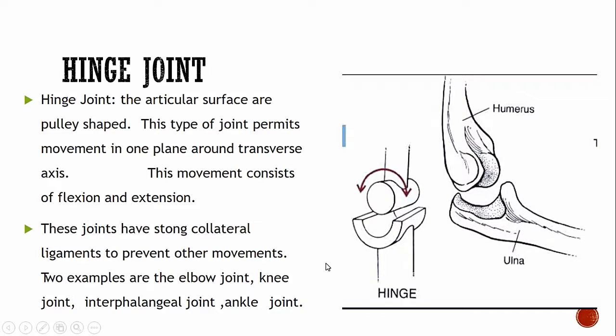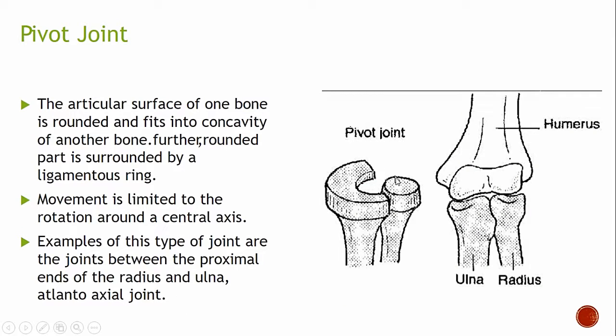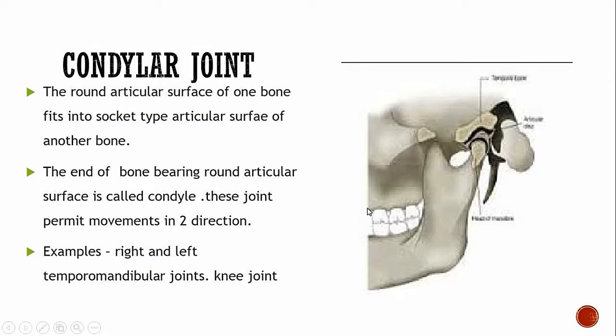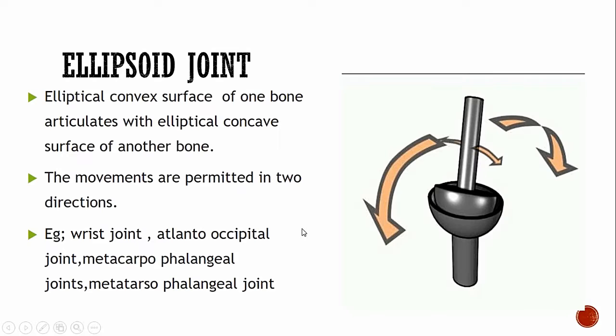Pivot joint, we have already read it: the superior inferior radioulnar joint, and also the atlantoaxial joint. So this is the superior part of the radioulnar joint. We have the pivot movements. And the condylar joints, these are the temporomandibular joints, knee joints, and also atlanto-occipital. The condylar permits movements only in two directions. Ellipsoid joint means the wrist, atlanto-occipital, metacarpophalangeals, and metatarsophalangeals.